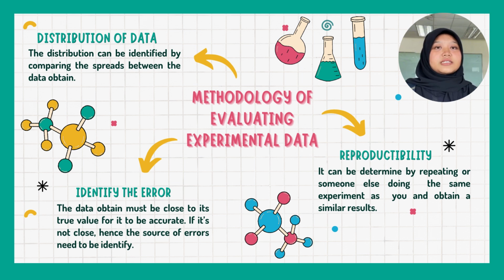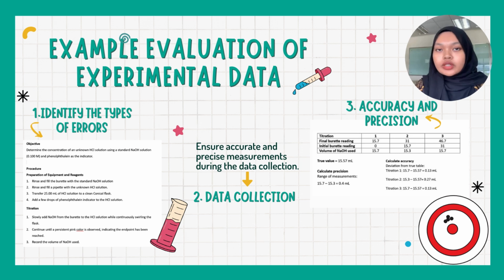Measures of central tendency such as the mean, median, and mode summarize the experimental data. The reproducibility of the data can be determined by repeating the experiment, or someone else doing the same experiment as you and obtaining similar results. This provides information about the experimental data. Let's move on to the example evaluation of experimental data.